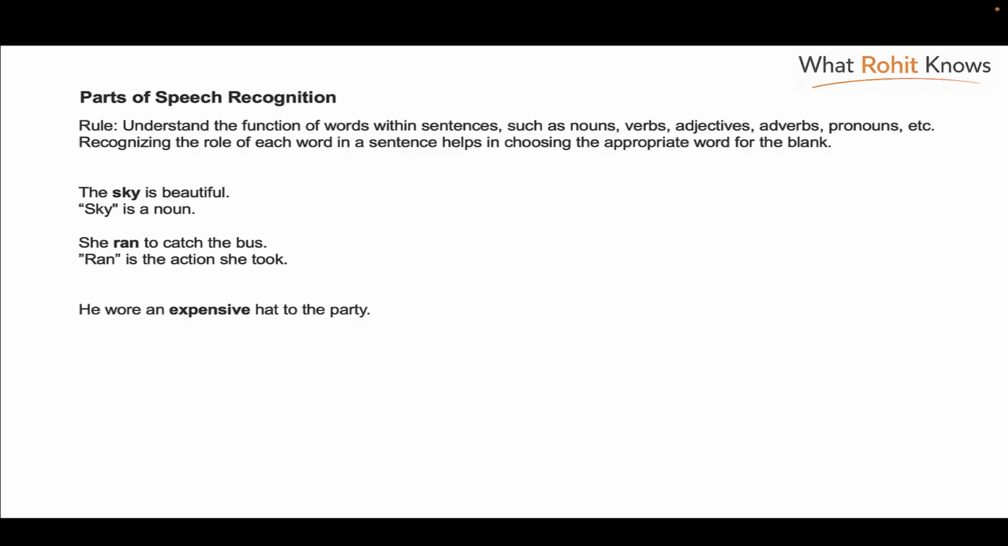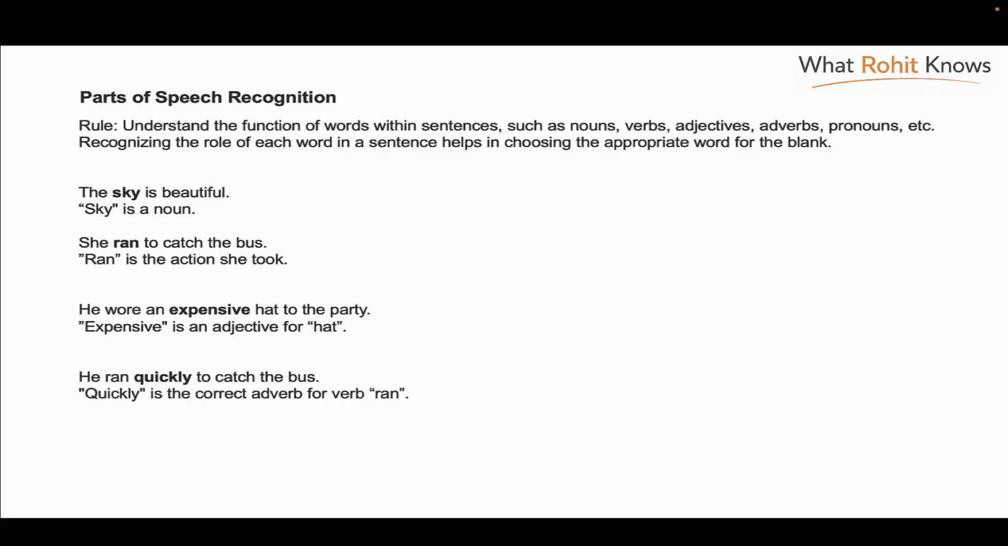He wore an expensive hat to the party. Now what is expensive? Let's say there's a blank in place of expensive. So what is after the blank? It is hat. What is hat? It's a noun. And from what we just studied, what can come before a noun? Maybe something which modifies that noun, which describes that noun, qualifies that noun. So expensive tells us what type of hat it is. So it's an adjective. So that's why we go with expensive. Similarly, he ran dash to catch the bus. So with a verb, what can we have? We can have an adverb, and that is quickly. It tells us how he ran: quickly.